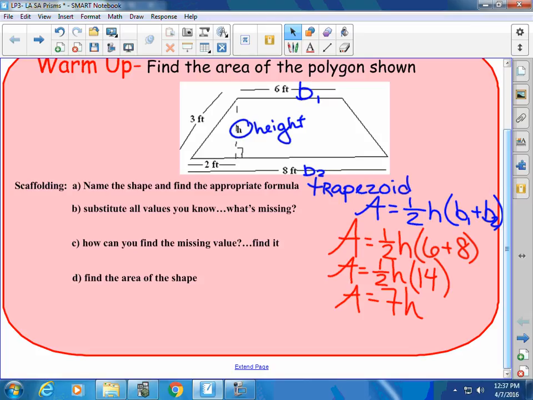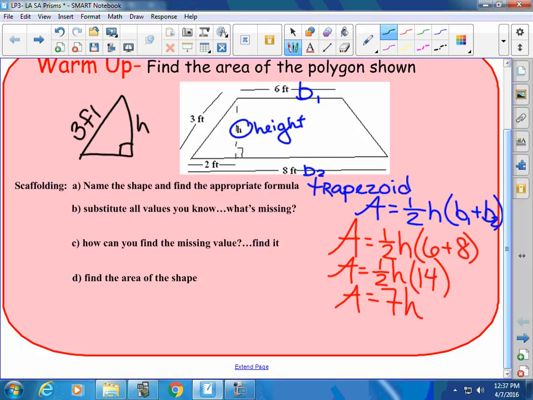Okay, next step is we have to find that missing piece. So if you look at the picture, we have a right triangle here. I'm going to pull that off to the side. We know we want to find the height. We know that the hypotenuse, or C, is 3 feet, and one of the legs is 2 feet. Remember, A and B don't make a difference which you use as which, but the way we would find that missing side is Pythagorean theorem.